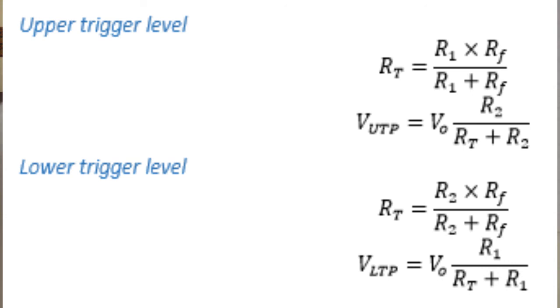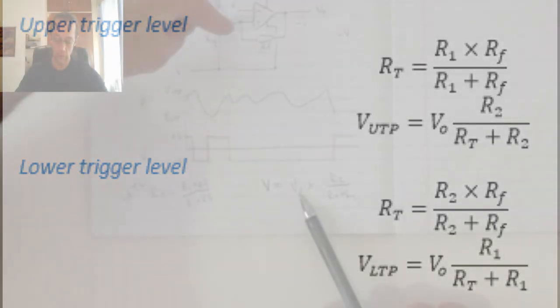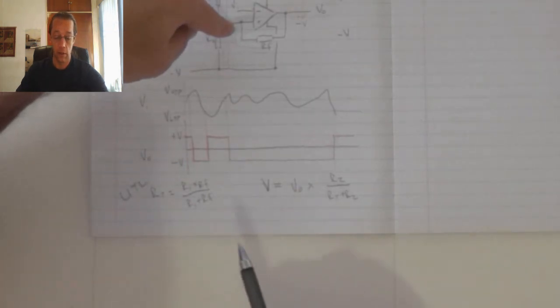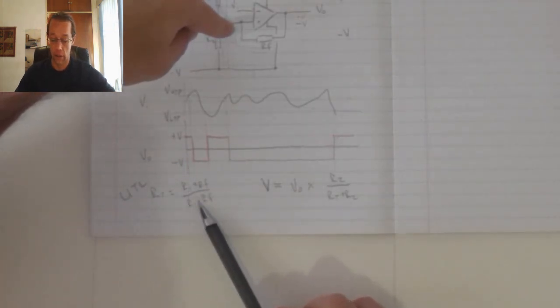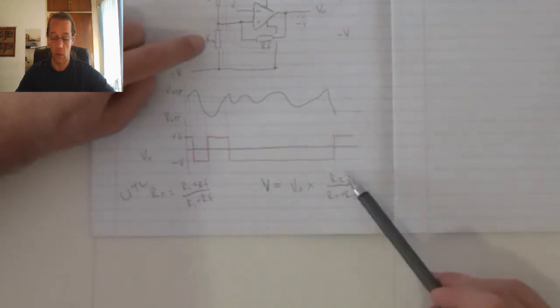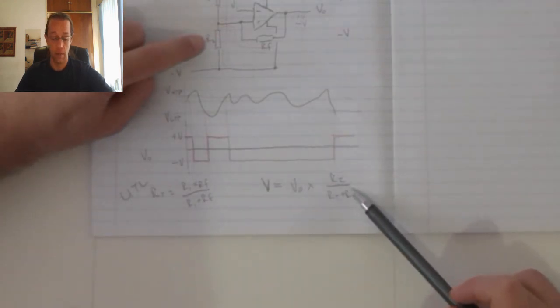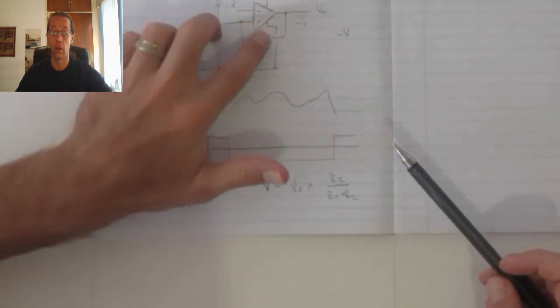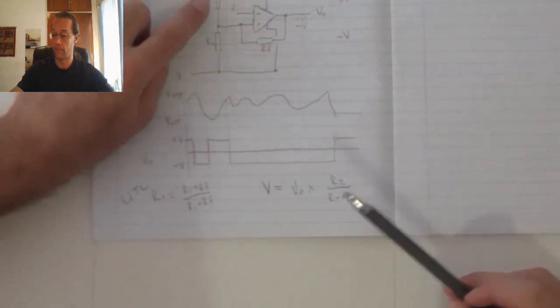R2 divided by R total plus R2. That calculates the gain of the feedback value, or the percentage of the feedback value, that's beta, and then multiplied with my output value to get the voltage over there. Okay, when I'm working with the lower trigger level, the R1s over there are going to become R2, and the R2s over there are going to become R1, because now RF is in parallel with R2, and those two together are in series with R1.